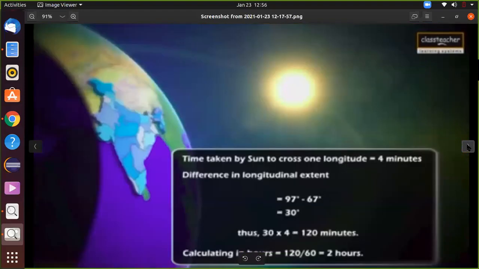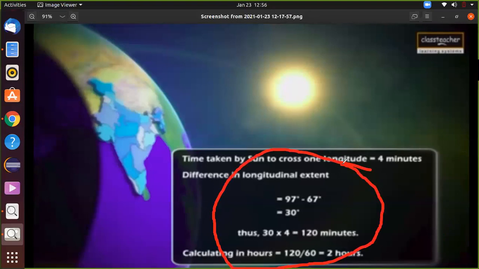So this is how I calculated the time difference between the easternmost part of India and the westernmost part of India. So you look into it. See here, if you can see here, this is the position of Earth. This is the position of Earth, and see here.